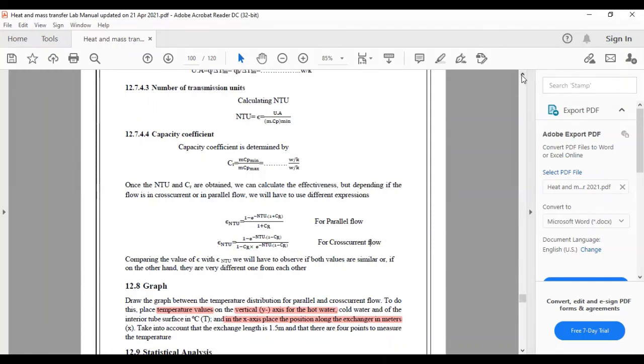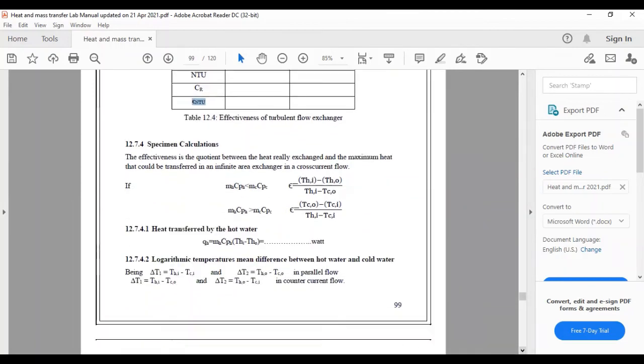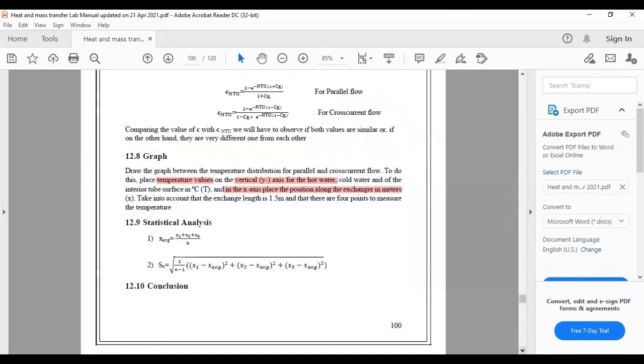So now we have completed this table. You can see we have calculated epsilon, QH, delta TLM, U dot A, NTU, the capacity coefficient, and epsilon by NTU, for both parallel flow and cross current flow. So now our experiment is almost complete. But finally, we have to perform some statistical analysis.